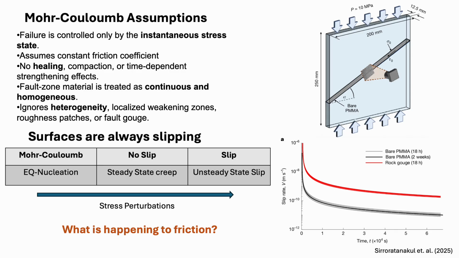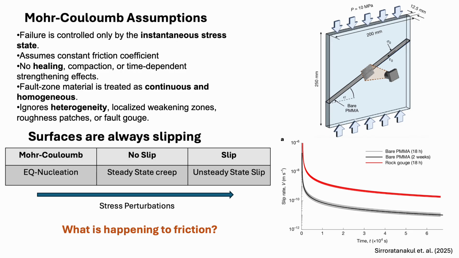To understand rate and state friction, let's look at the assumptions made by Mohr-Coulomb theory. It says that failure is controlled by the instantaneous stress at that point, and that the friction is constant, and the moment the friction is exceeded, the fault fails. It assumes that the fault surfaces don't heal, compact, or evolve with time, and as soon as the failure point is reached, it just fails.